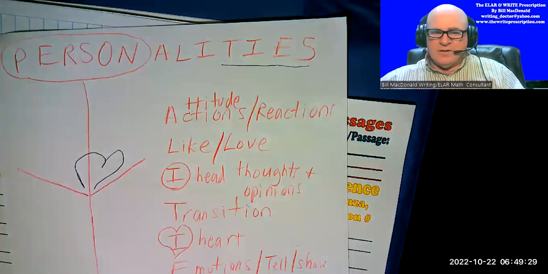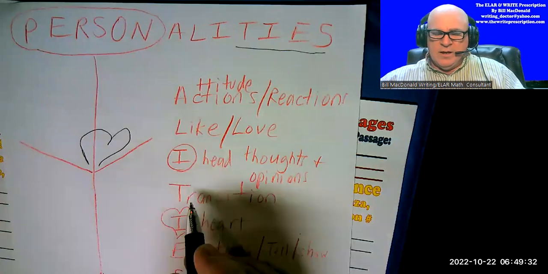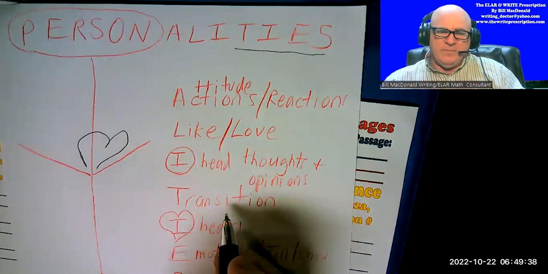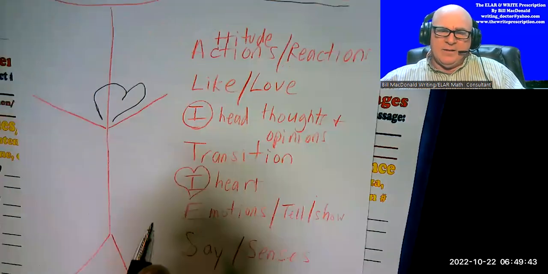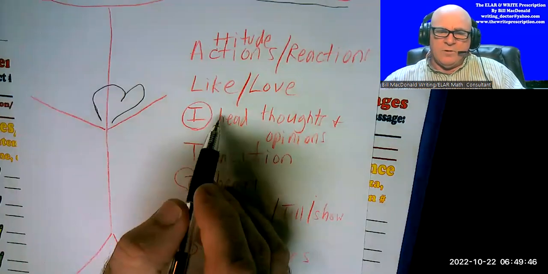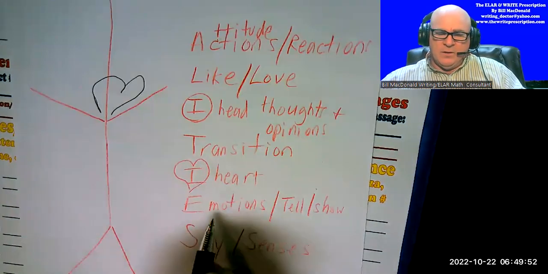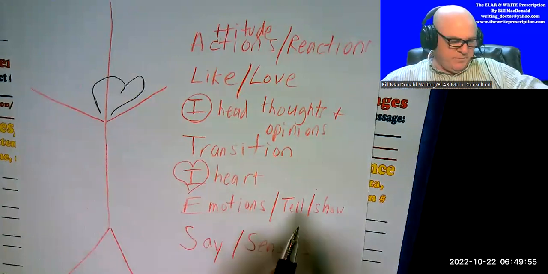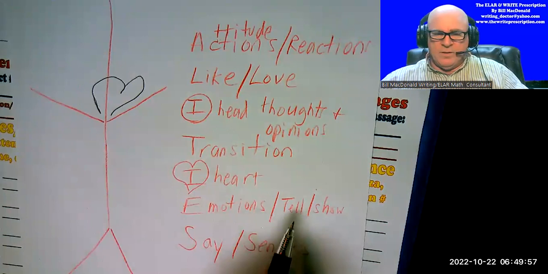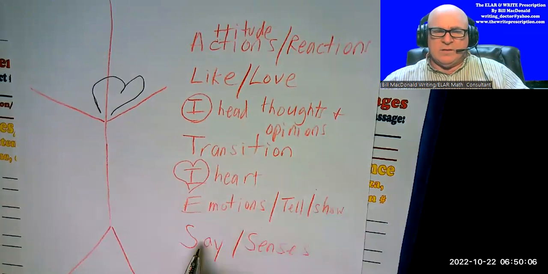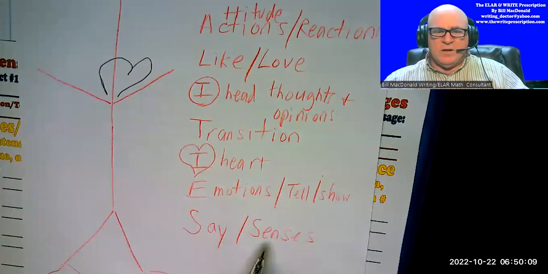Do those thoughts and opinions and attitudes and actions transition throughout the story, or do they stay the same? What's going on? This I is inside my head, and this I is inside my heart. What do I mean by that? Well, what are their emotions and feelings? And how do they tell those emotions through vocabulary, or show them with actual actions or things that they might say, or their senses letting you see what they see?